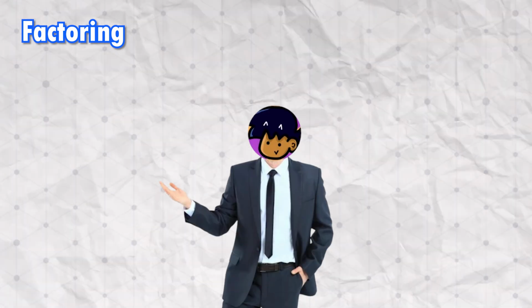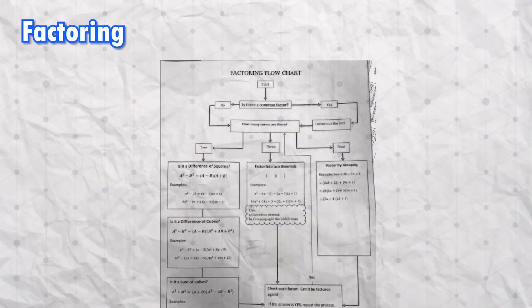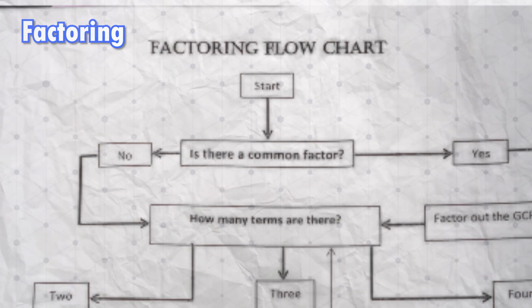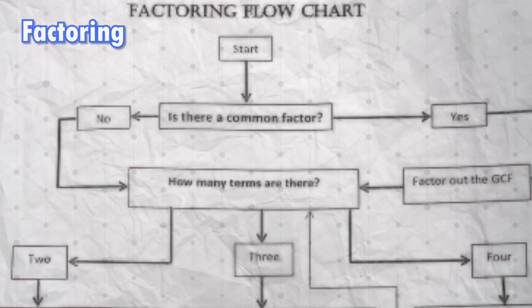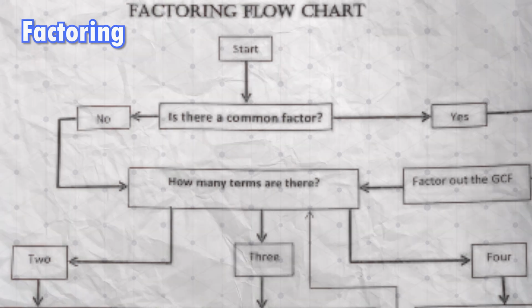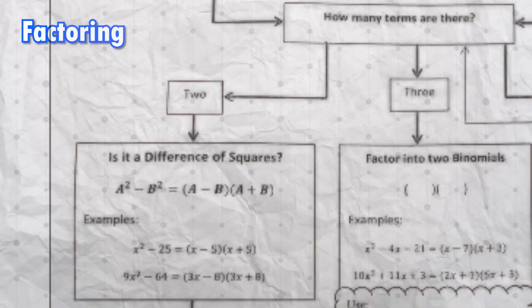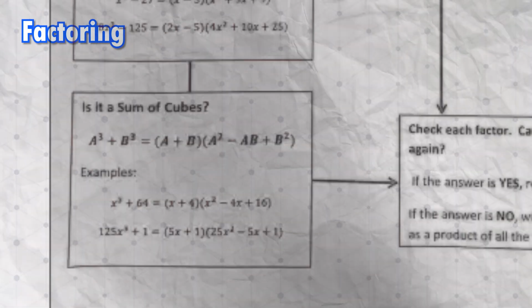Now, let's cover factoring. This can get a little tricky, but it's fundamental to solving quadratics. There's a flowchart I follow when factoring quadratic equations. First, check for a common factor. If there is one, factor out the GCF and count the amount of terms. If there's no common factor, then just count the amount of terms. If there are 2 terms, try and see if it's difference of squares, difference of cubes, or sum of cubes.